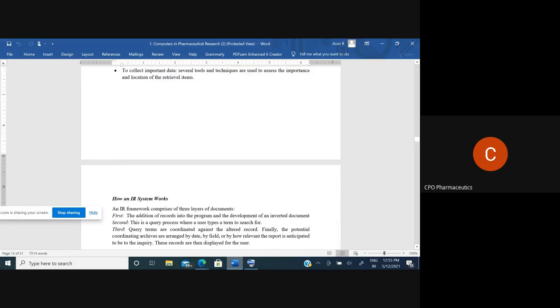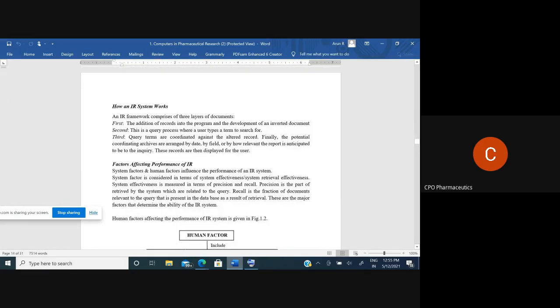How will an information retrieval system work? It will have three layers: the first layer, second layer, third layer. The first layer is the addition of records into the program and the development of the inverted documents. That means in the first layer you can keep adding programs and information. The first layer is nothing but information; there you will have a lot of information.